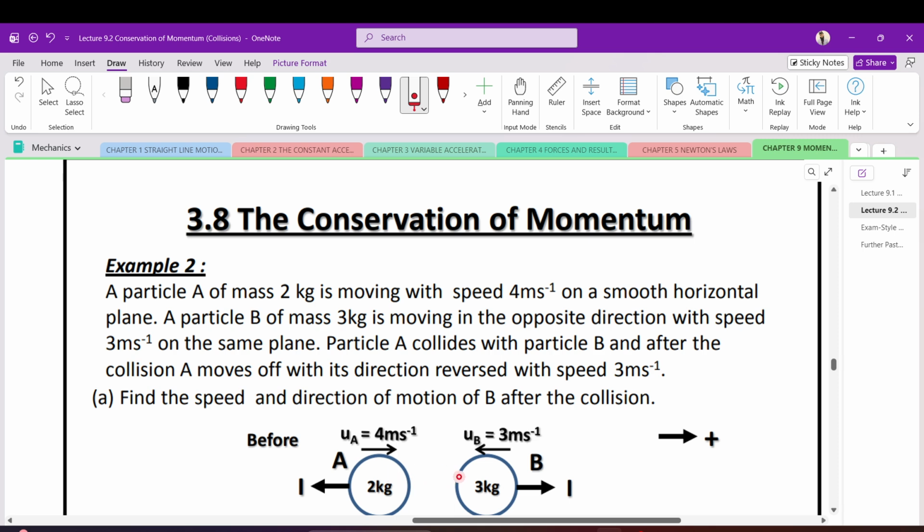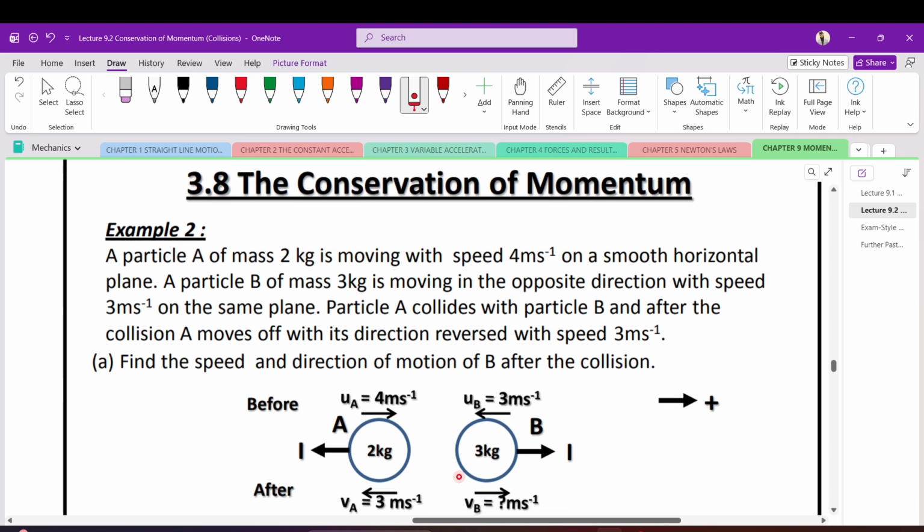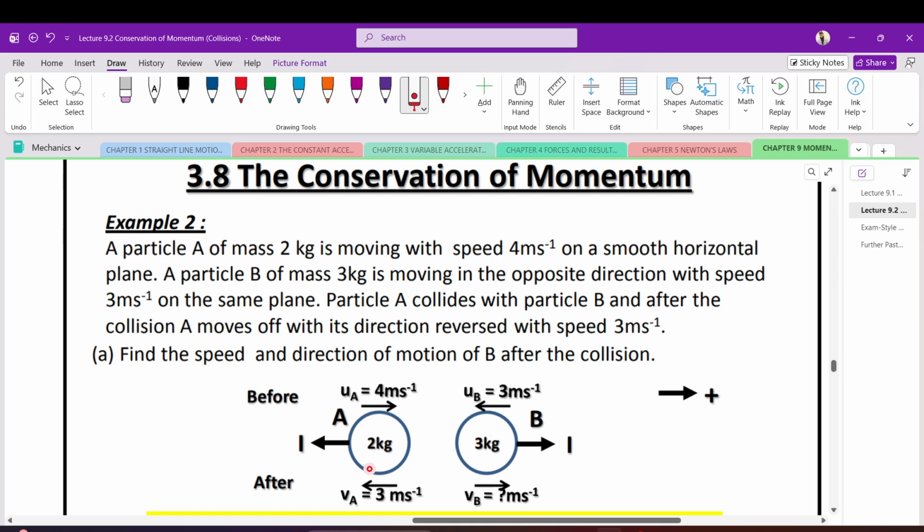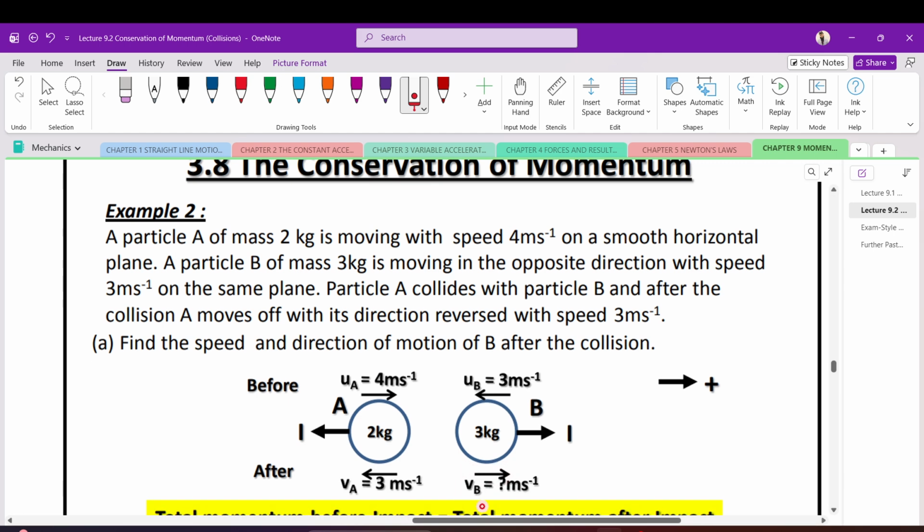So A and B are moving towards one another. The direction of motion of A has been reversed. So what's going to happen to B? We have to take a direction, so let's say B is moving in this direction. Anyhow, this will be vB, which is the final velocity of B.